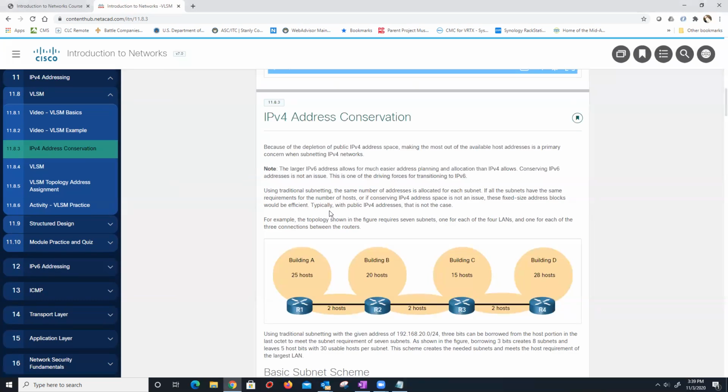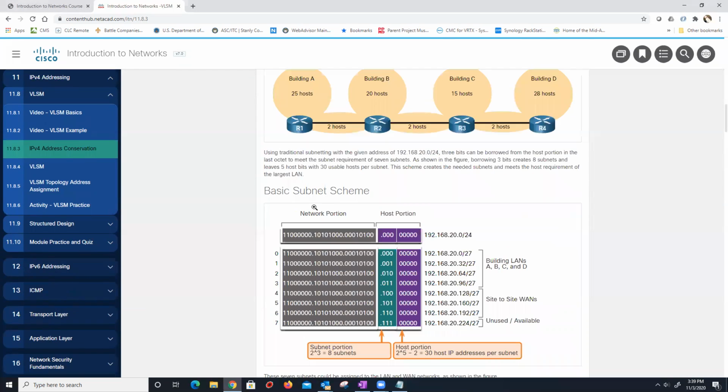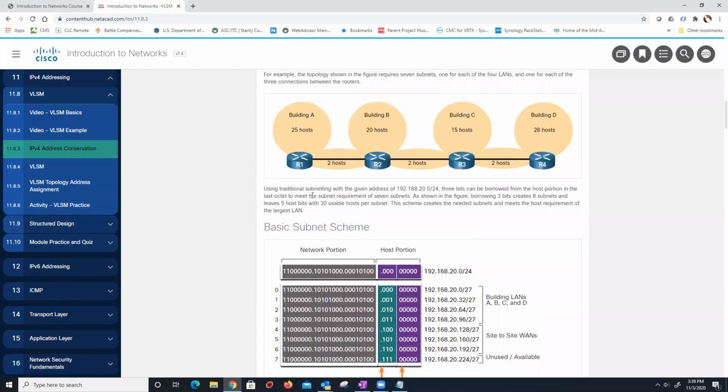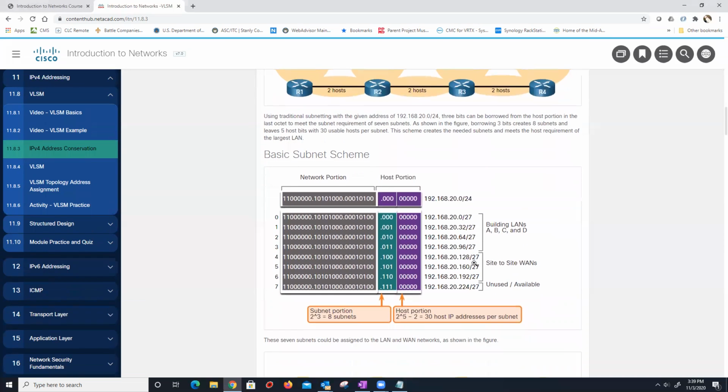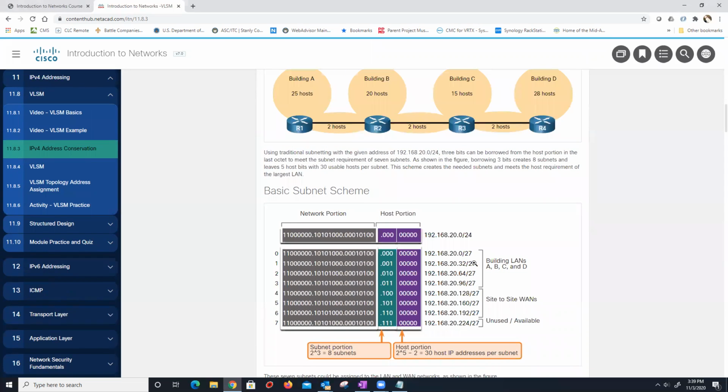So we're going to want to change the way we're doing things now, instead of trying to use the same slash notation across everything. This particular example starts out with what would traditionally be a class C, 192.168.20.0/24. The way the curriculum teaches you to solve VLSM problems is to find the largest subnet that you need in terms of number of hosts and subnet out to that level.